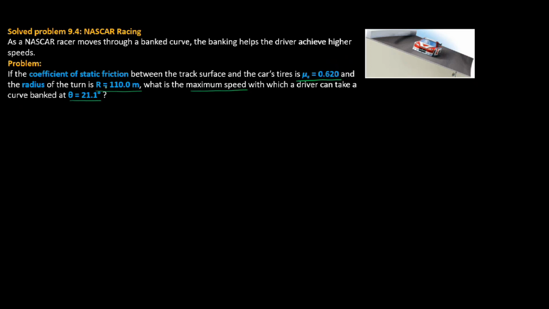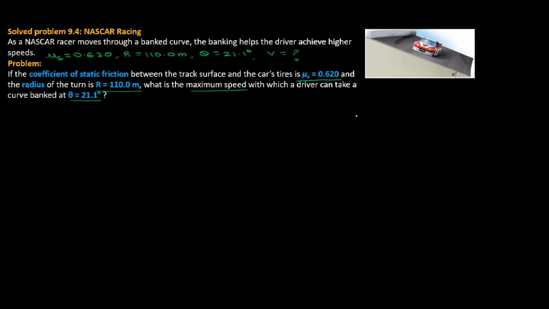So let us first write down what is given to us. I have the coefficient of static friction μs, which is 0.620. Then we have the radius of the turn, which is r equals 110.0 meter. And we have the angle of banking, theta equals 21.1 degree. We need to find what is the maximum speed v with which the driver can take a turn safely.